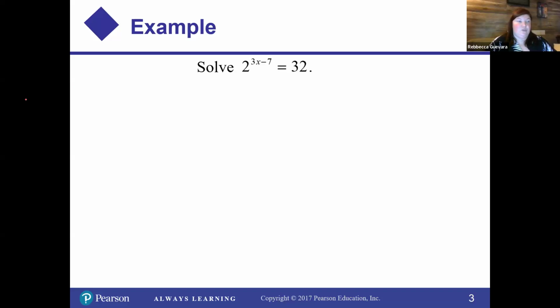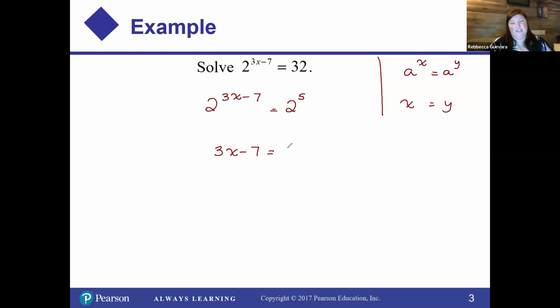So we have 2^(3x - 7) = 32. And we'll be able to solve this. What we know is that if I have the same base on both sides, then I can make those powers equal to each other. So I just have to rewrite this so that 32 is a base 2 exponent. That's pretty easy because 2 to the 5th is 32. So this means that I can just say 3x - 7 is equal to 5. Like I said, that's just using that property here.